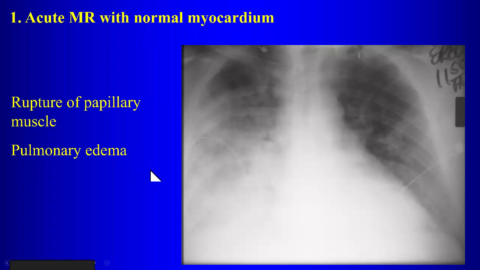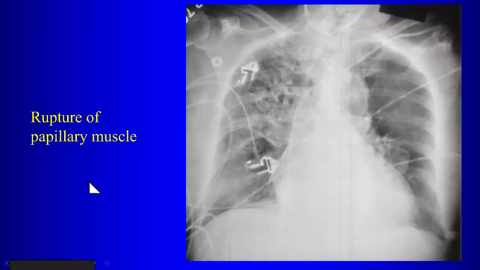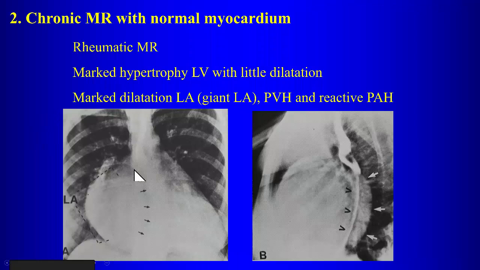Okay? And especially with papillary muscle rupture, if it's right side, the right side tends to be worse than, or can be worse than the left side. So rupture of the papillary muscle, we talked about this already, that right upper lobe consolidation that can be seen with that. With normal myocardium, like you might see with rheumatic heart disease, here the mitral regurg starts to dilate the left atrium, and the left atrium can get really big. You can get what's called a giant left atrium in this condition.